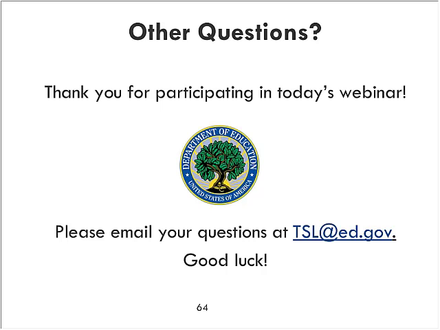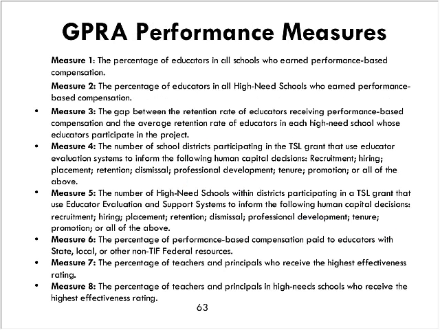Okay. And then finally, if you are a charter network, how do you meet or report on Measure 4 of GPRA? Let me go back to Measure 4. Measure 4 is the number of school districts participating in a TSL grant that use educator evaluation systems to inform the following human capital decisions. A charter school district would be applying for this grant as a local education agency. We talked a little bit earlier about the type of documentation a charter school that's applying would need to have, and part of that would be documentation from your state's charter authorizing board that shows that the charter school is an actual local education agency. As long as it has that classification, it would provide that data the same way that any other larger school district would.